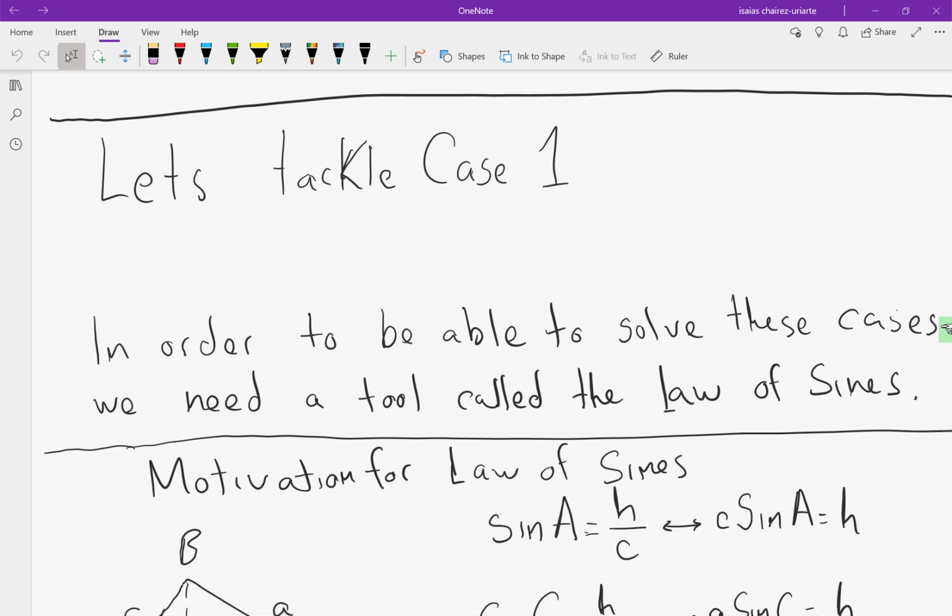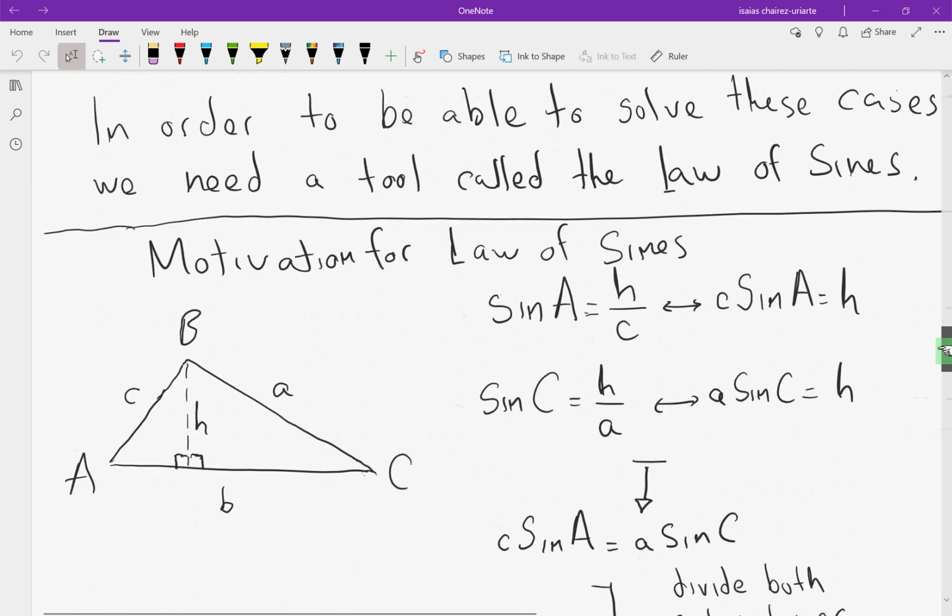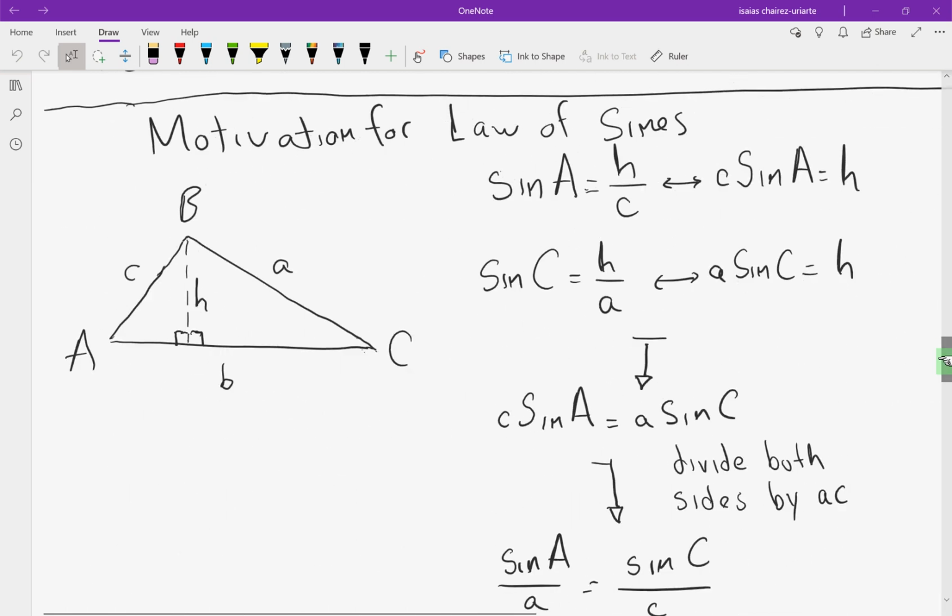Remember, case 1 was where you're given two angles and one side. In order to be able to solve these cases, we need a tool called the law of sines. So let's see if we can develop the law of sines by hand. Let's give a little motivation for the law of sines. All right, so look at this picture over here.